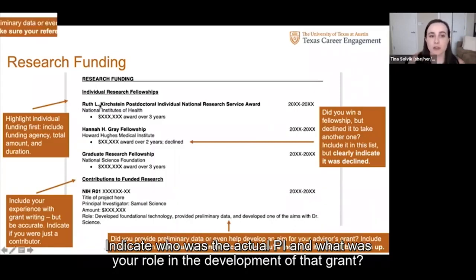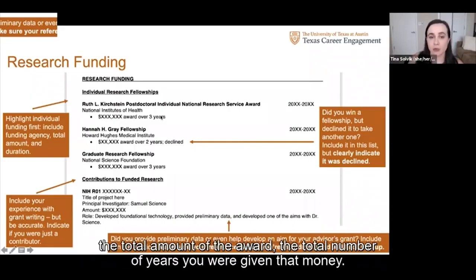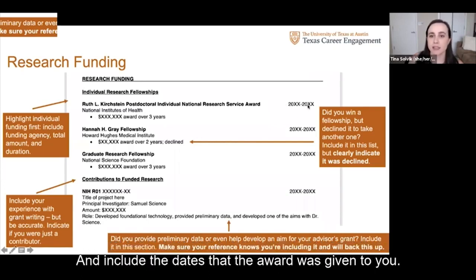For your own individual research fellowships, you're going to want to lead with the name of the award and include the funding agency, the total amount of the award, the number of years you were given that money. So include, if you were given $50,000 a year for 3 years, say you got a $150,000 award over 3 years, and include the dates that the award was given to you.